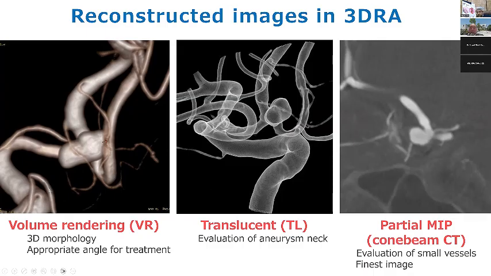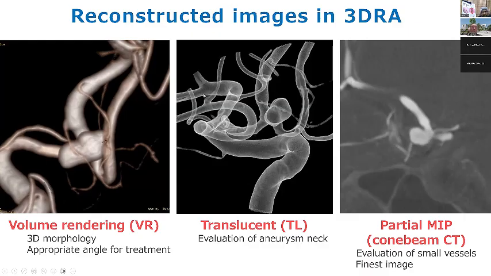The translucent images give us good information on overlapping structures like this from one direction. It enables us to evaluate things such as the aneurysm neck, like this. And cone beam CT is a partially reconstructed image slice in an arbitrary axis, which is beneficial for evaluating very small vessels like this.